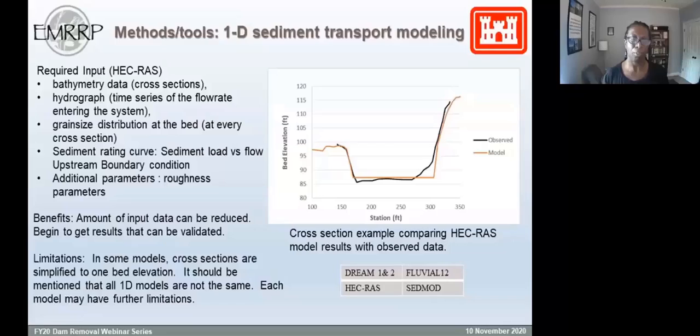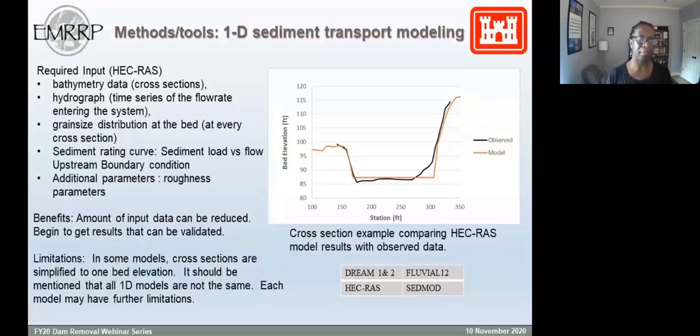Here you can see a cross-section comparing model results to observed data. So when we begin to utilize what I consider models, one of the benefits is that generally there is some validation approach that you can utilize to make sure that your model is working correctly. And as you continue to utilize that type of model, the confidence and the defensibility of that modeling approach increases.